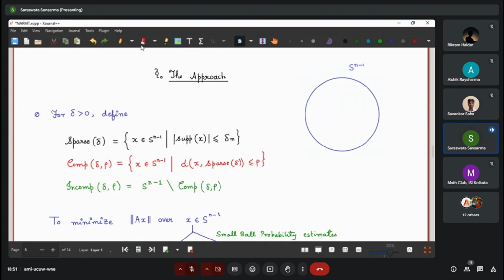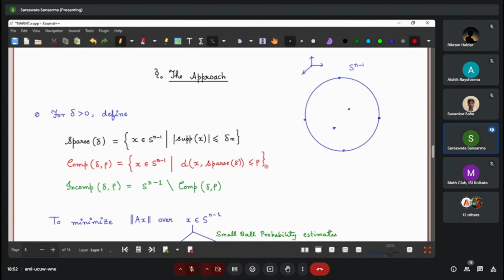Sparse vectors are those which have controlled support. The support is small, at most delta n, so we are fixing a delta. If we look at a three-dimensional sphere, that's all I can draw, these will be the sparse vectors, the vectors at the corners, if this is the coordinate system, at all four corners and here and here. Here it's a finite set, but if I take delta small enough it might be an infinite set in general.